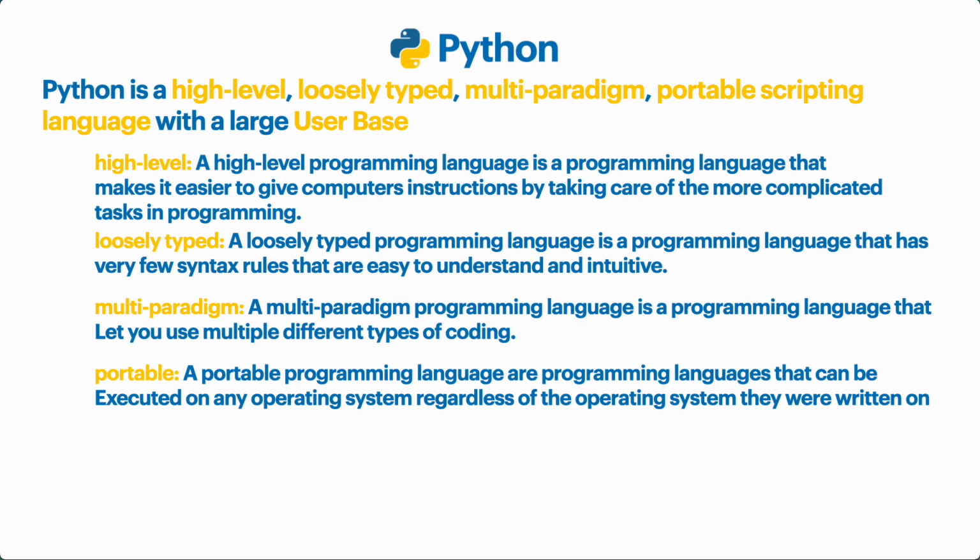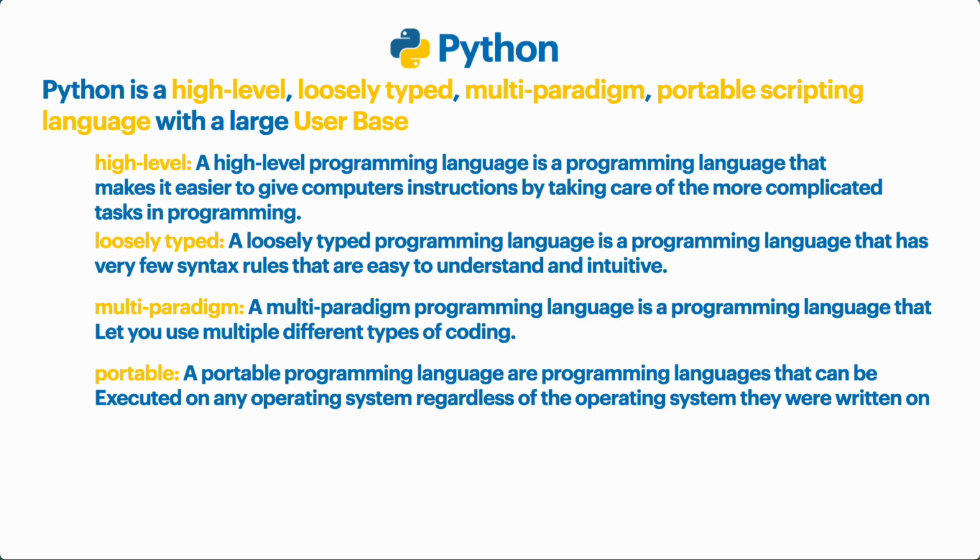So you can see how that's really inefficient, because if I was making an app in C, I'd have to write my code for all the different operating systems there are so my code can work on all of them. And again, this is really inefficient. So a portable programming language allows you to write code that can be executed on any operating system, regardless of the operating system it was written on.